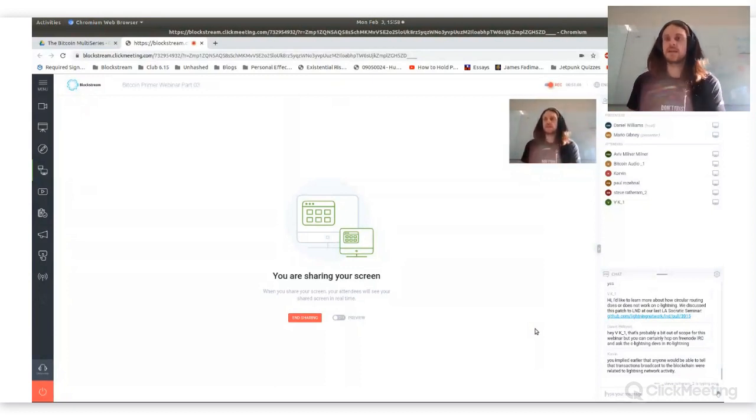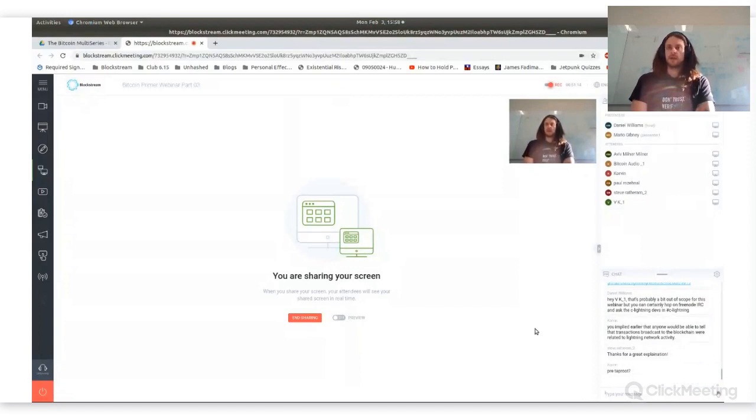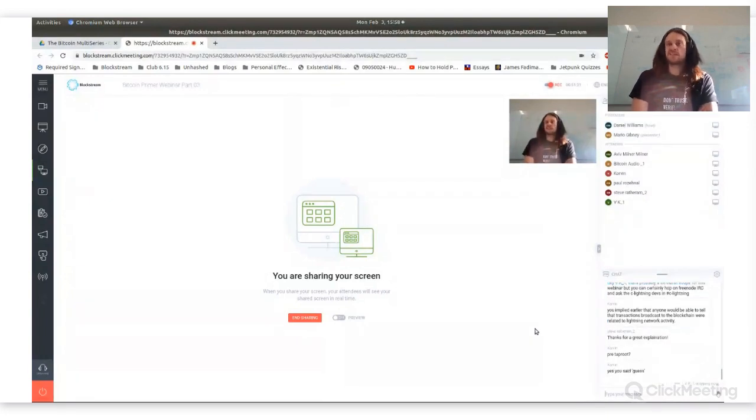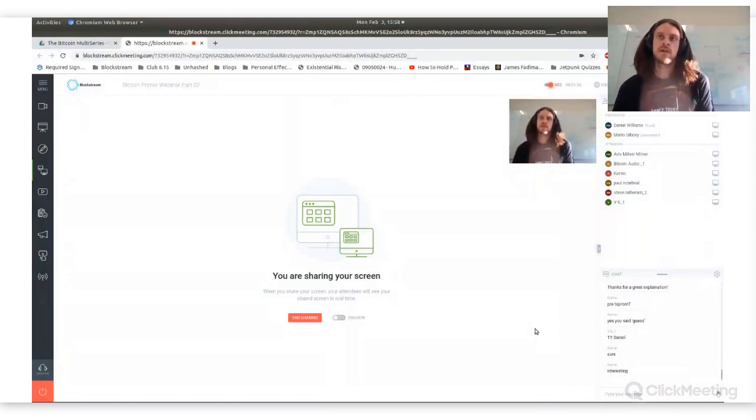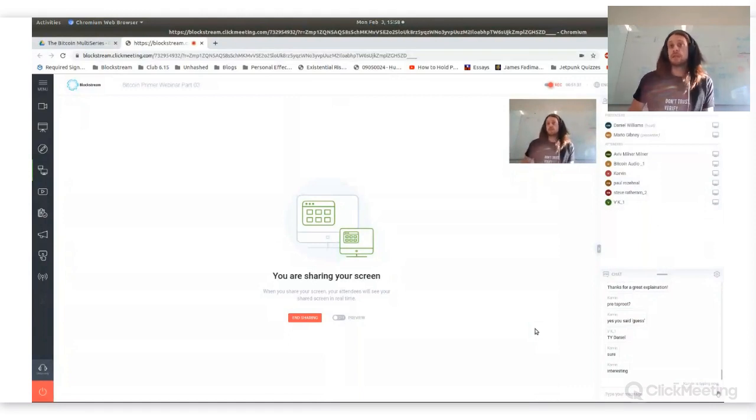You implied earlier that anyone would be able to tell that transactions broadcast to the blockchain related to network activity. Okay, yeah, maybe I didn't mean to imply that you would know for sure. With any chain analysis techniques, it's generally heuristics. You would just guess that's the case, but it's not necessarily so. There probably are some other use cases of 2-of-2 multi-sig transactions. It's not necessarily true that they would know for sure, but people could guess at it.